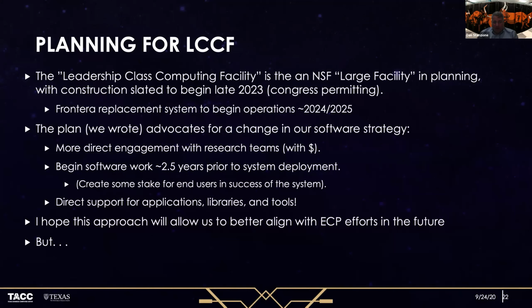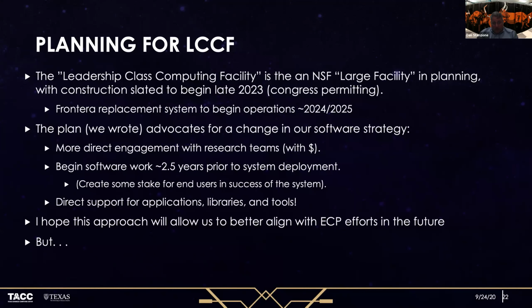So it has its own big, nasty project management and planning phase. But assuming all the planning goes well and Congress permitting, sometime in the FY24 budget, late 2023, we'd start construction of this facility and eventually build a production system to replace Frontera. But it's important that the funding mechanism is changing because it does give us that longer term planning horizon.